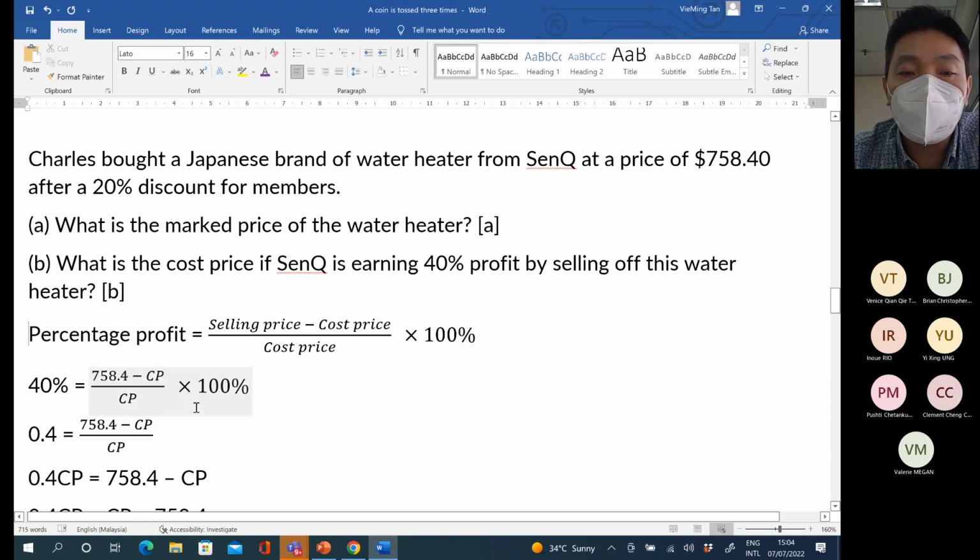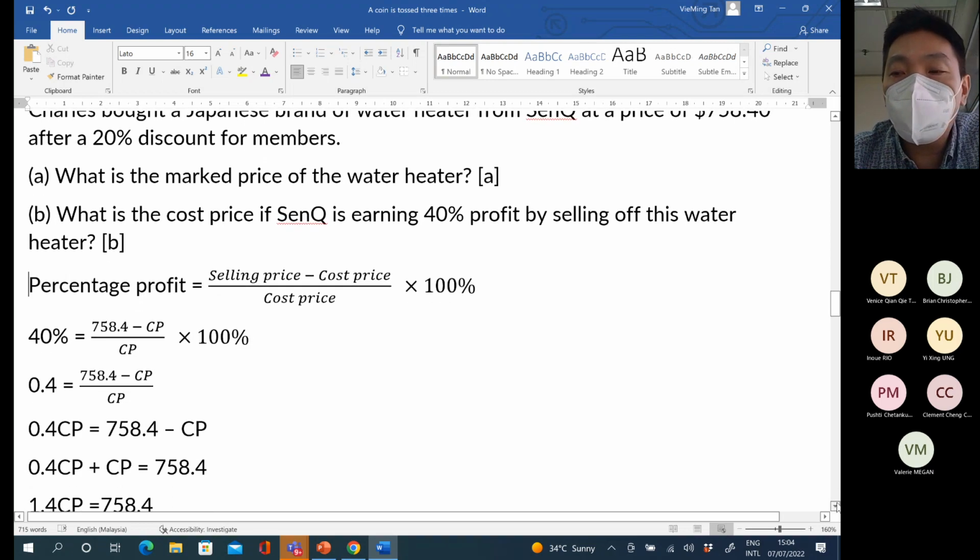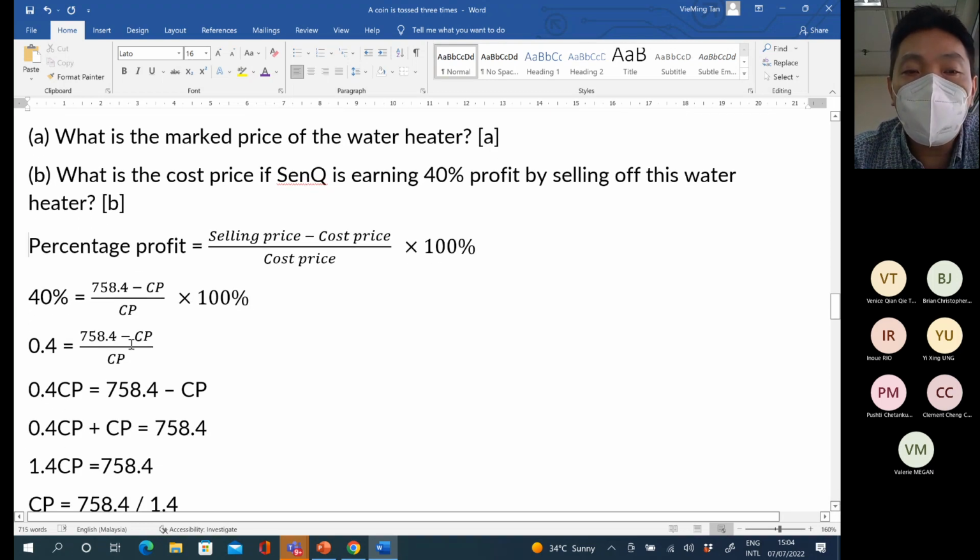This is 1. Okay, then the next step is we need to minimize the label of the equation. Now we have two labels on the right hand side, so we need to minimize, becomes one label only. So what we can do is we can multiply this CP with 0.4 on the left hand side. Okay, so you get this.